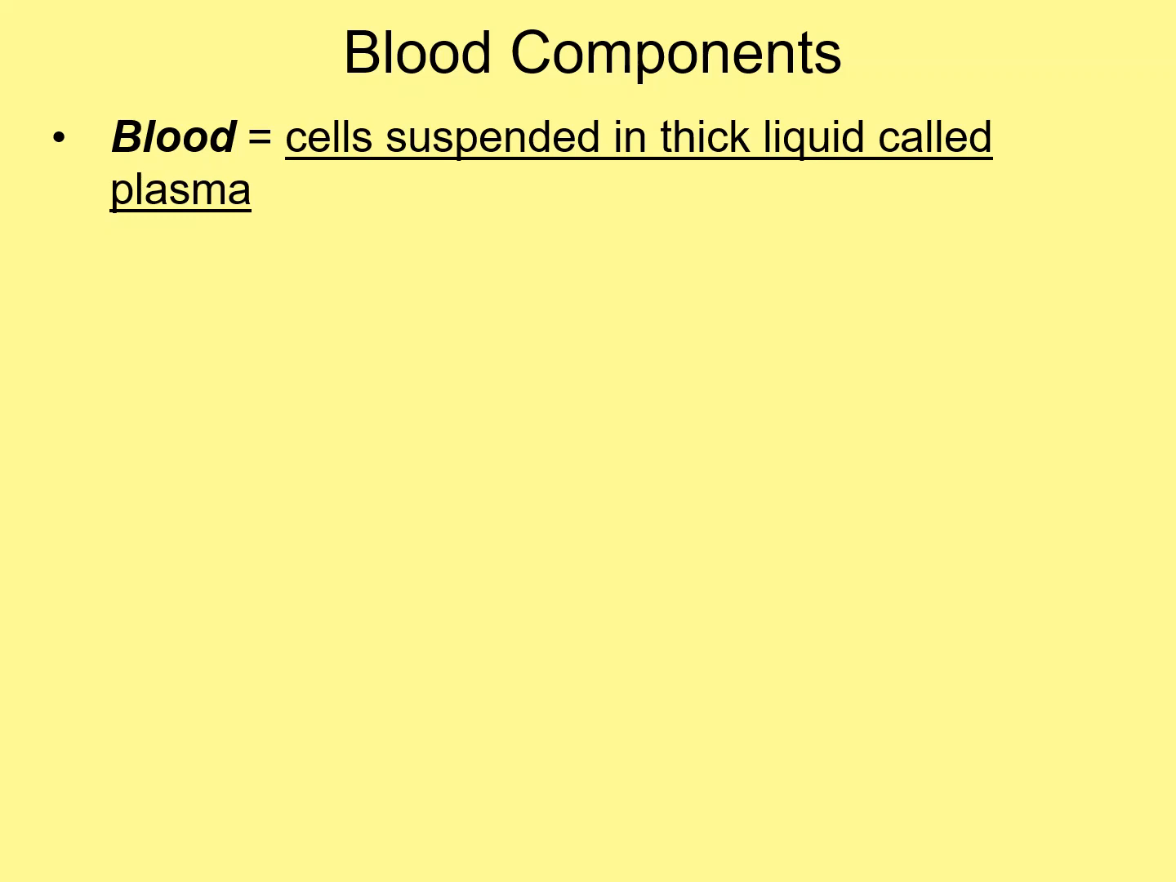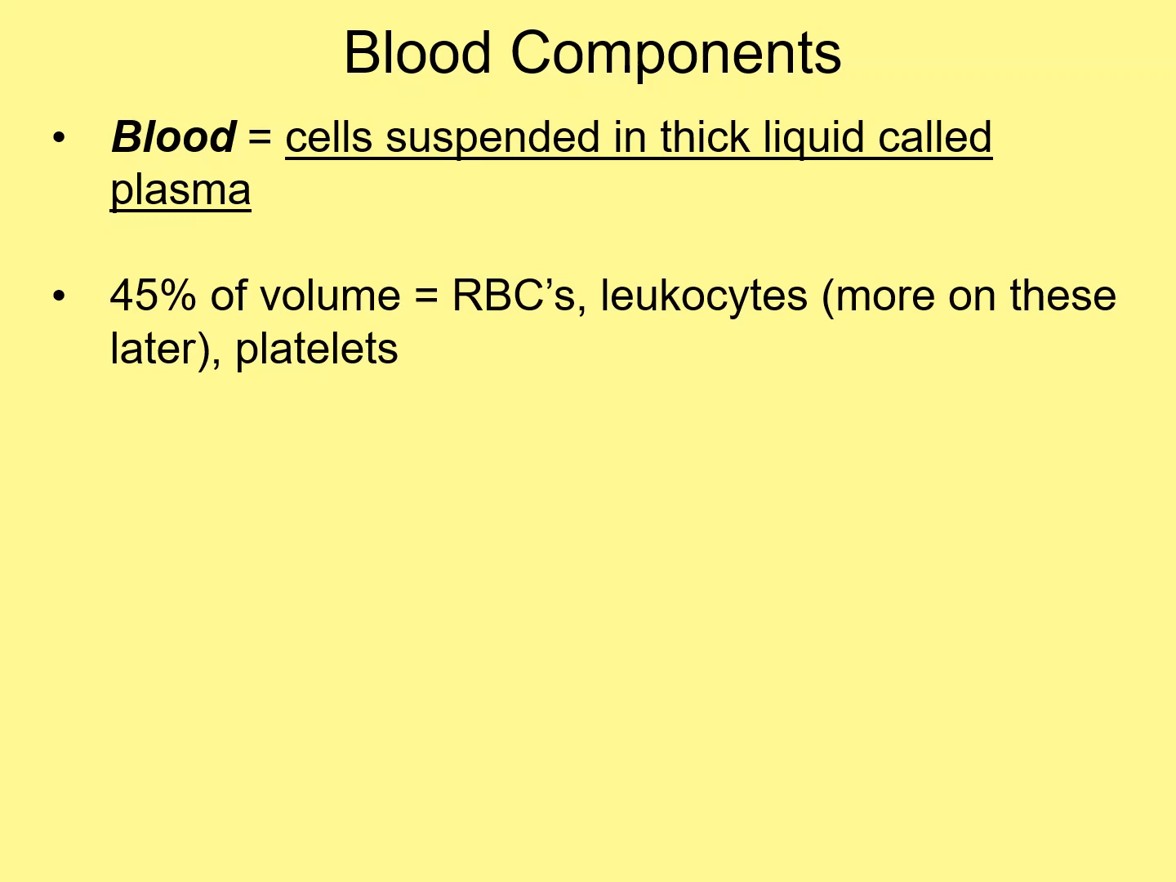So what's in blood? And blood, as we talked about earlier, is a type of connective tissue. In this case, we have cells that are suspended in a thick liquid. The liquid, of course, is going to be based mainly on water, but there's a lot of other stuff in there, as we're going to see on the next slide.